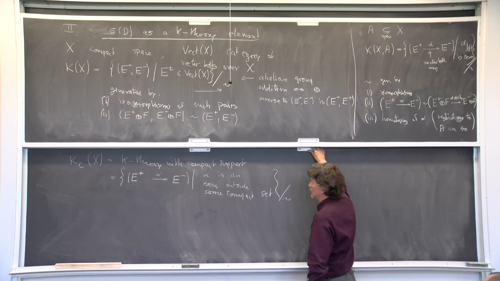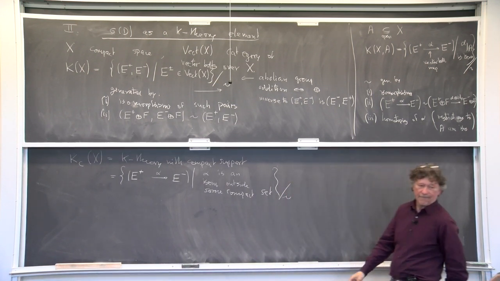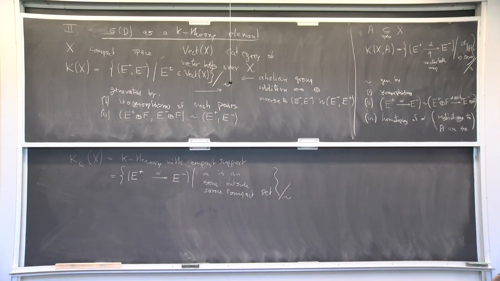Okay, so is that modifying that equivalence relation? Is that the same thing as taking the co-limit of the K of X comma X minus C? Yes, I believe that this compact supported K-theory can equivalently be defined by taking a co-limit over compact subsets of X.